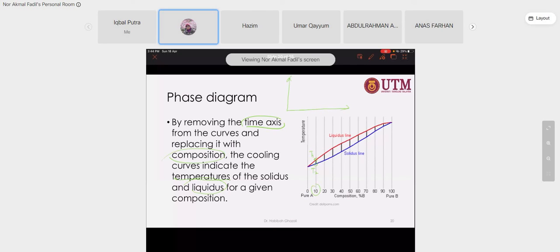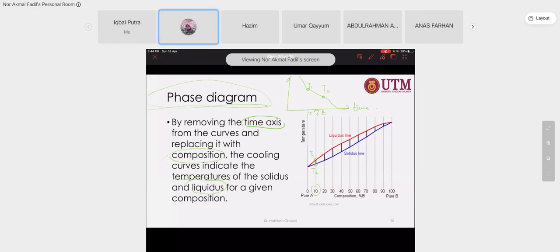Right. For example, the 10% B. Okay. We obtain this kind of gradient temperature, T1, T2. Just record temperature, remove the time. Okay. This is how we construct the phase diagram.